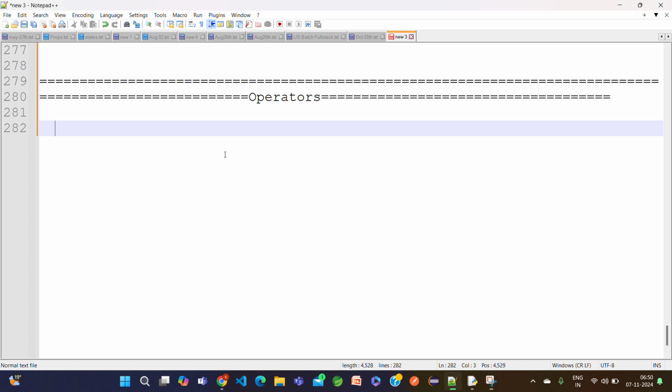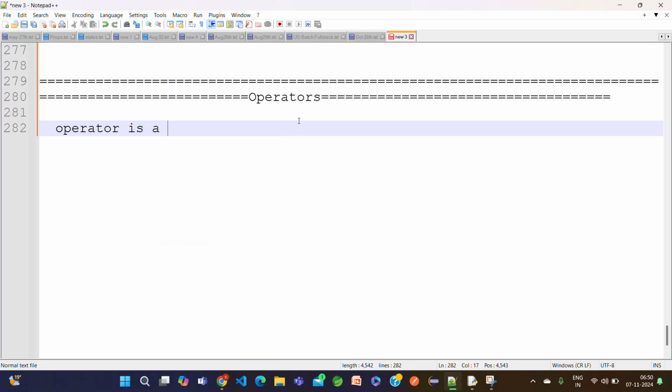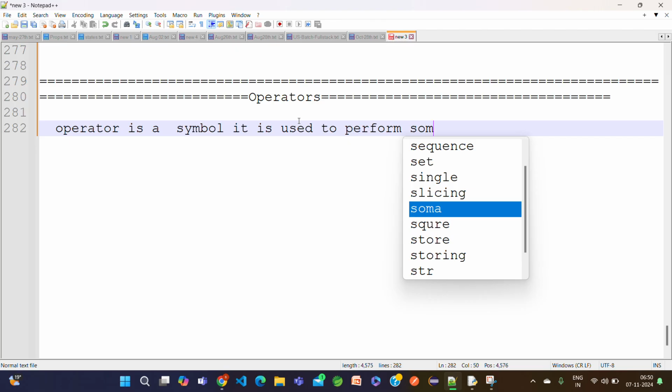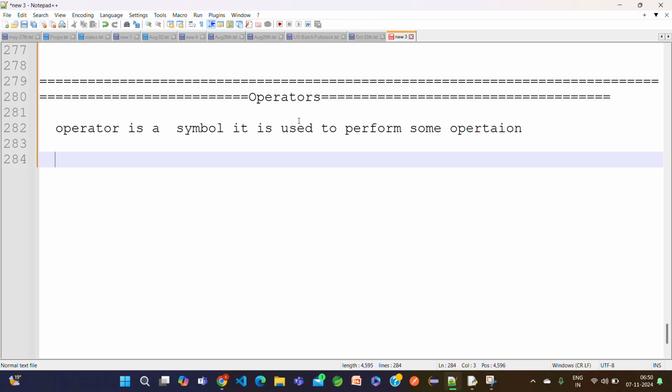Today we are going to start operators in Python. What does operator mean? An operator is a symbol. It is used to perform some operation. Now we have different types of operators in Python.